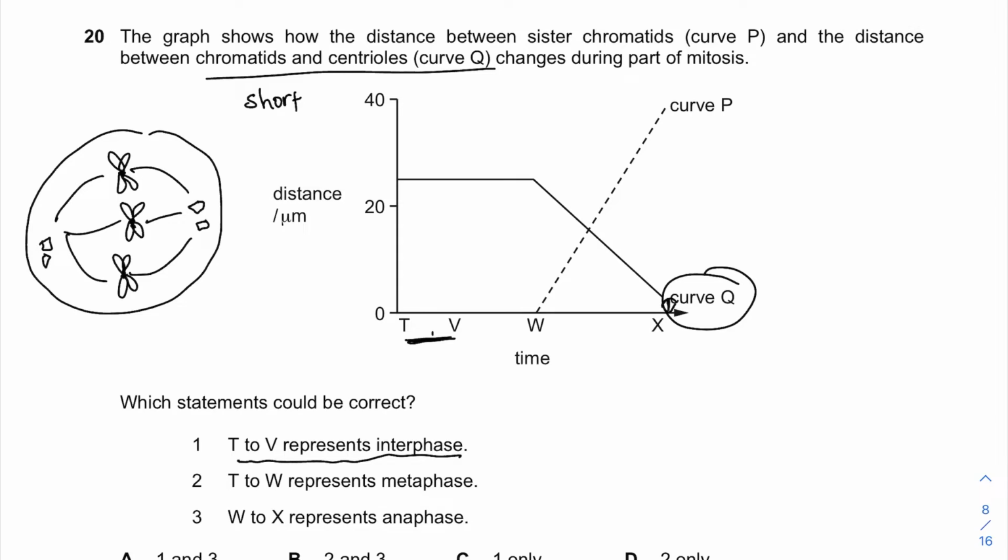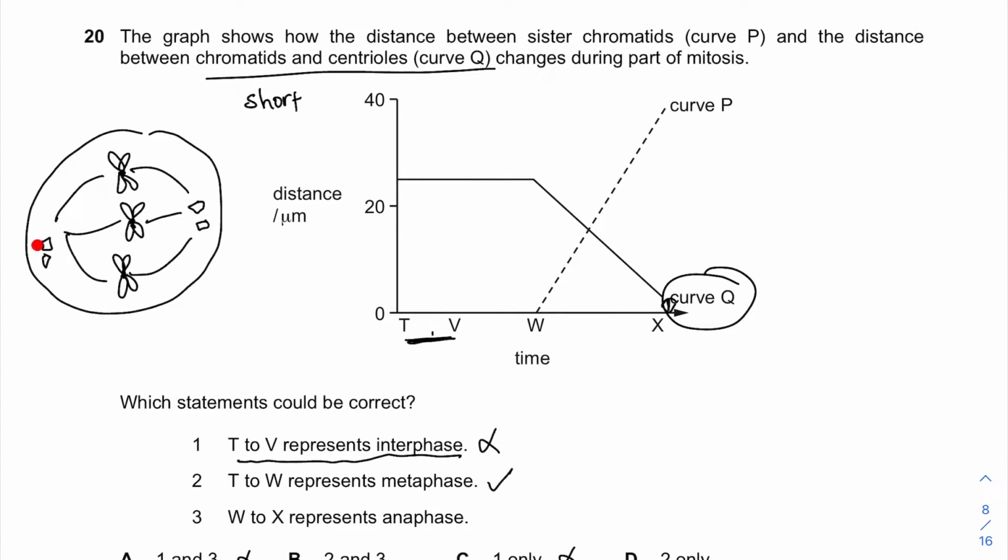So we know number 2 is correct. T to W represents metaphase. Yes, so metaphase is actually the furthest distance where chromatids would be away from the centrioles. And then this is definitely anaphase because during anaphase, the chromatids separate and move towards the centrioles. So the distance between chromatids and centrioles would definitely be shorter.